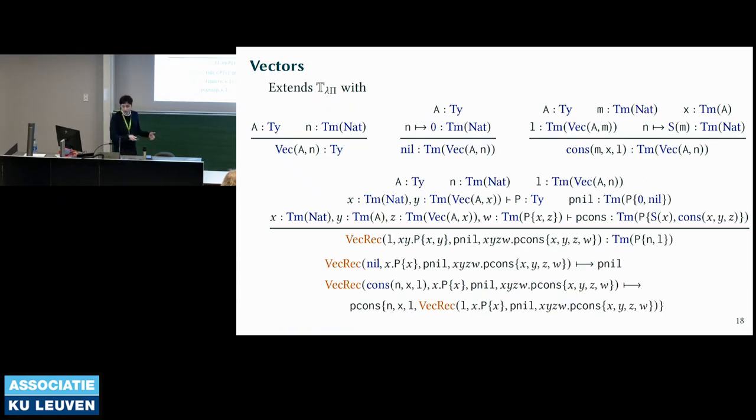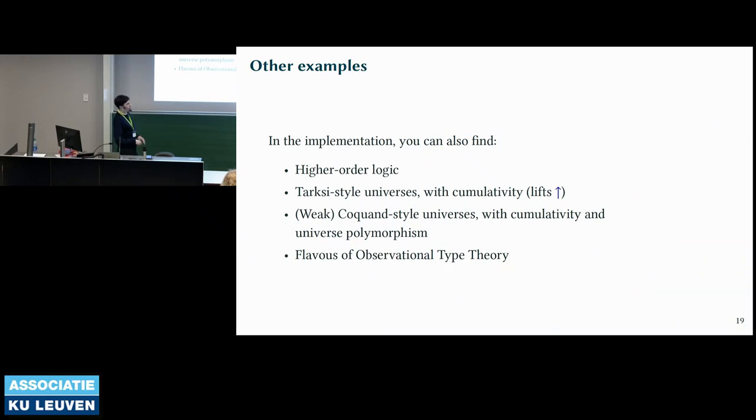And then, of course, you can also do other index types, like, for instance, vectors. And here, you specify that n should be 0 and that n should be successor of m for indices. And you have some other examples that you can see in the implementation if you want to see them. So, for instance, higher order logic, you can have many types of universes, have a flavor of observational type theory. So yeah.